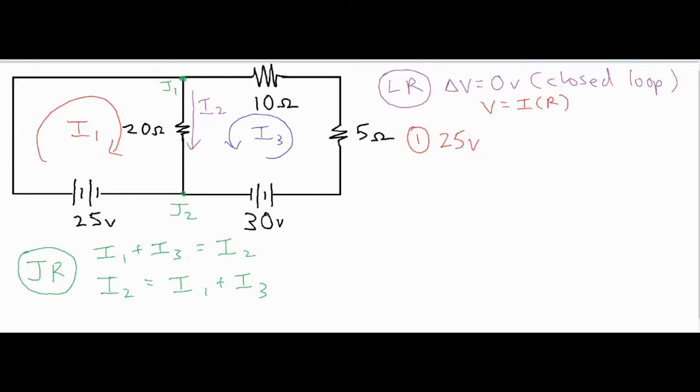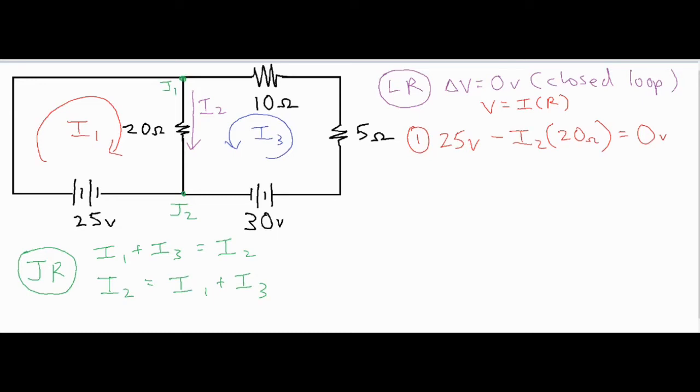Okay, so the rule is if you are flowing in the direction of the current, it's going to be a voltage drop. And then vice versa. If you're flowing against the current, then it's going to be a step up in the voltage. So I'm going to put minus, and then I times R. That I is the I2, and that R is 20 ohms. Okay, and then we can set that equal to 0 volts based on our loop rule.